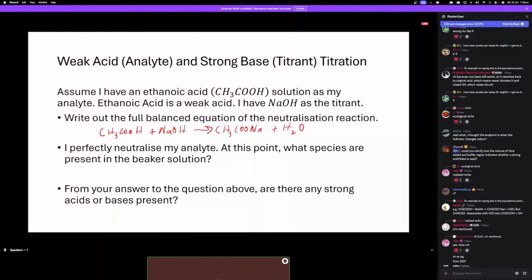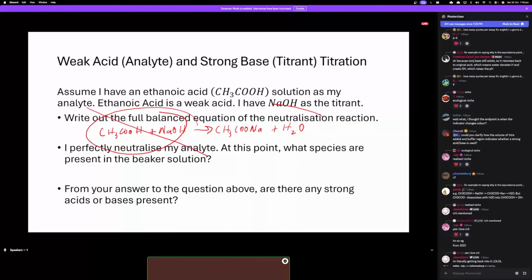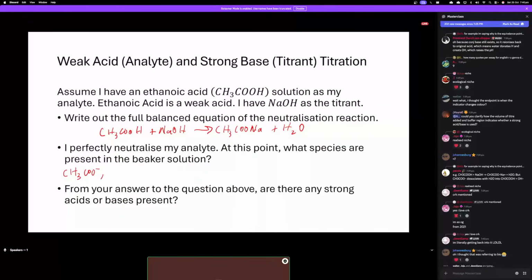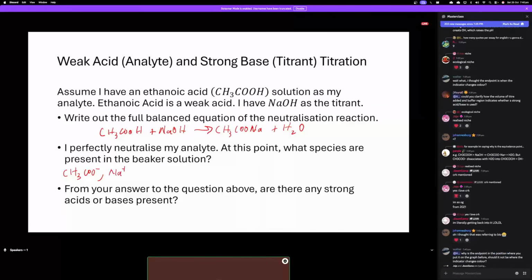If I perfectly neutralize my analyte, at this point, what species are present in the beaker solution? Well, if I perfectly neutralize, I have nothing here, so I'm just working with these. So what's present is I'll have ethanoate ions, sodium ions, and water.